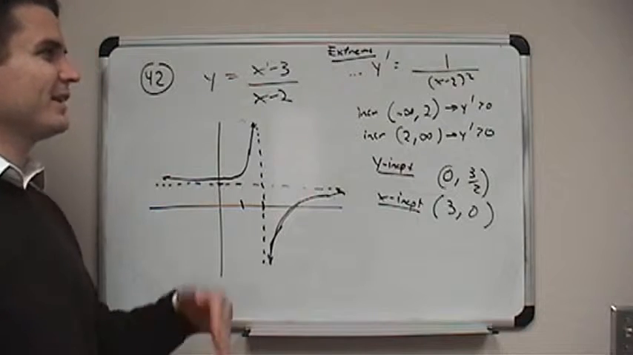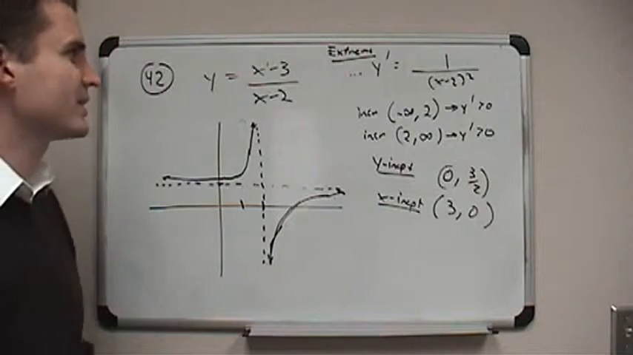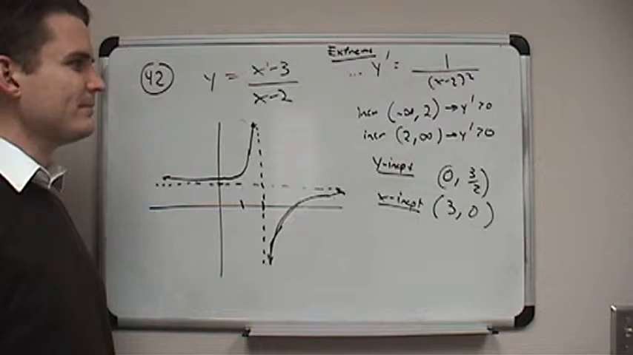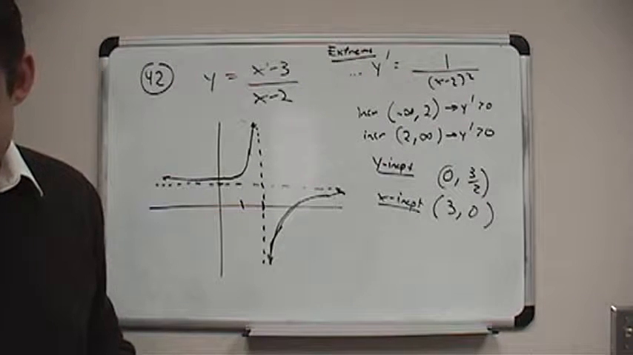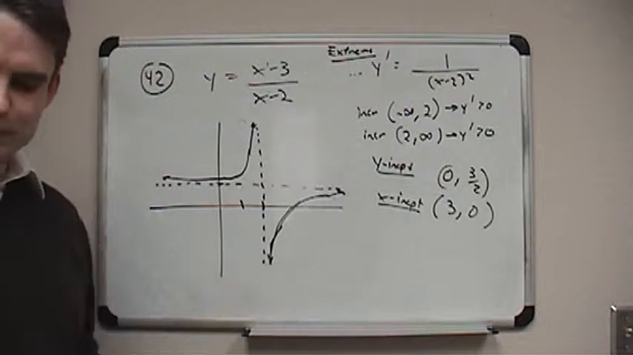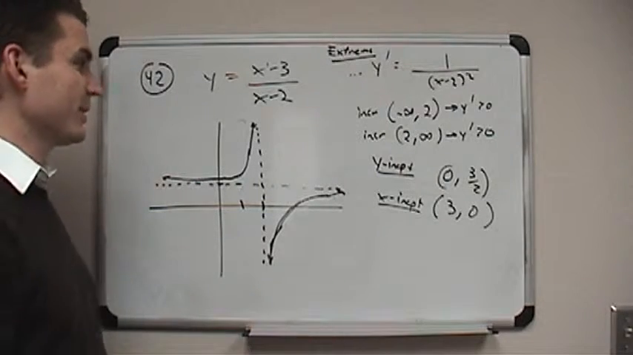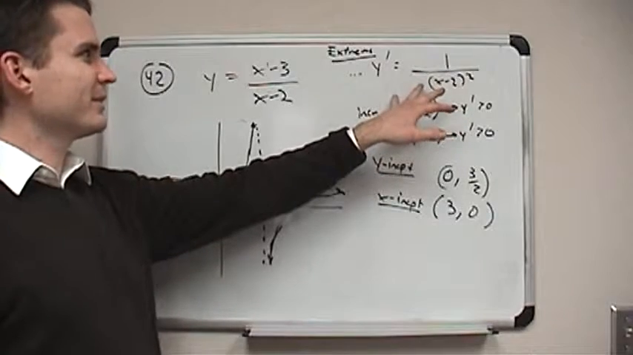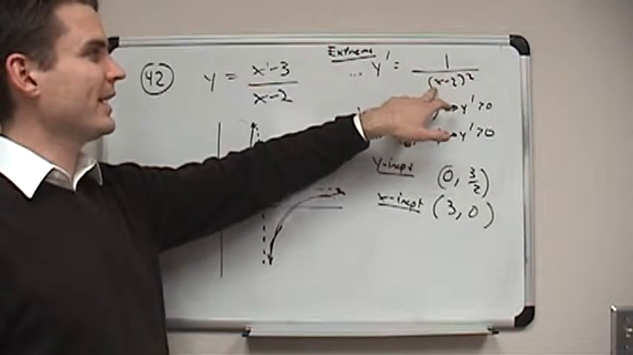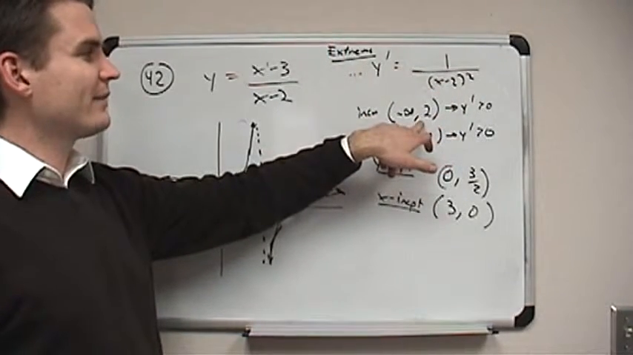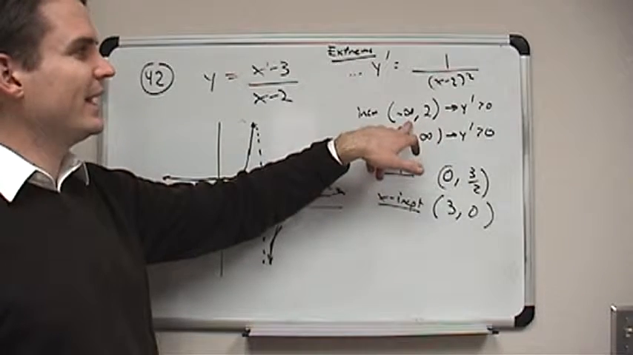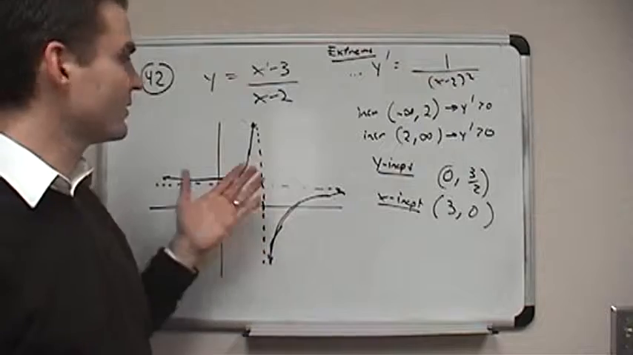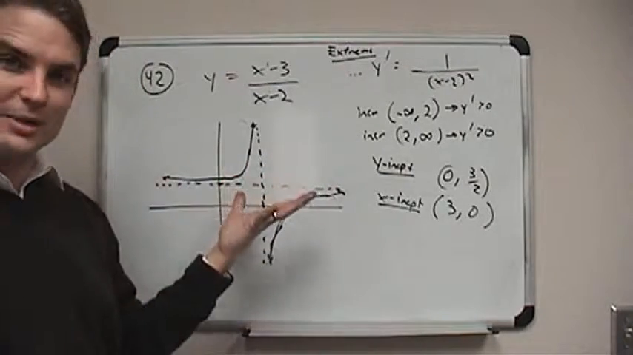Now they also asked us to use information about increasing and decreasing. Well, their exact words were extrema. So do we have any extrema here? Do we have any maximums or minimums? Well, look at what we found by looking at the first derivative. We found that the function is increasing from negative infinity to 2. So from negative infinity until 2, the function is increasing, which mine appears to be.